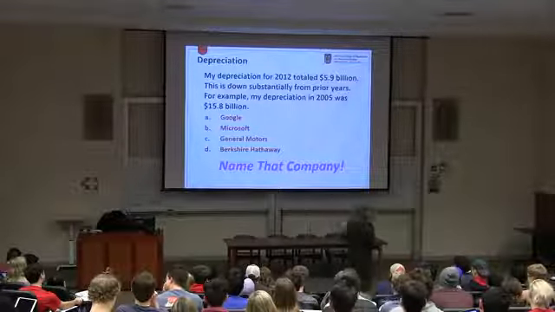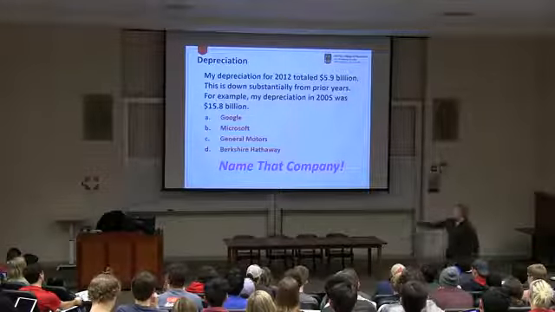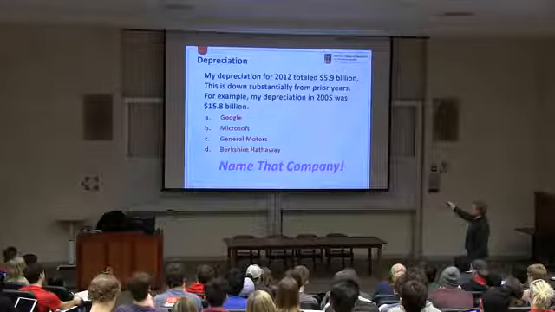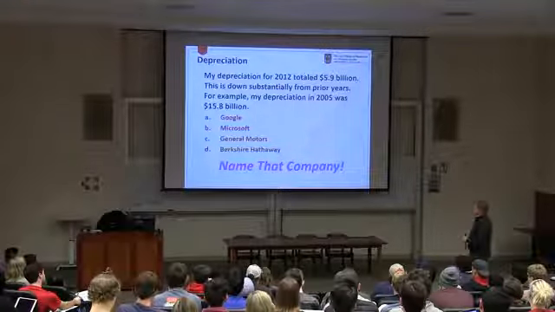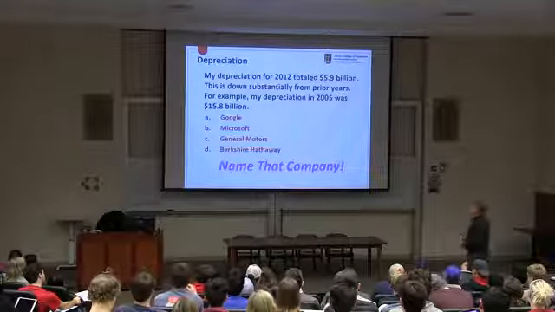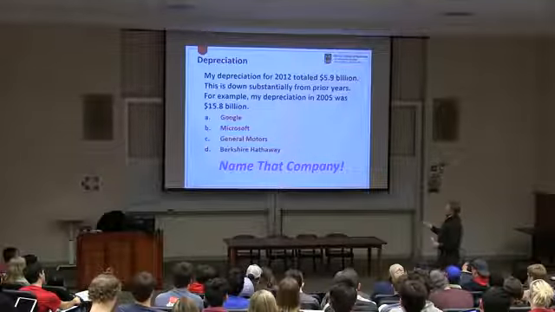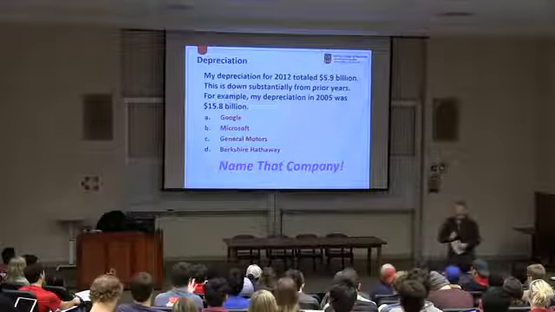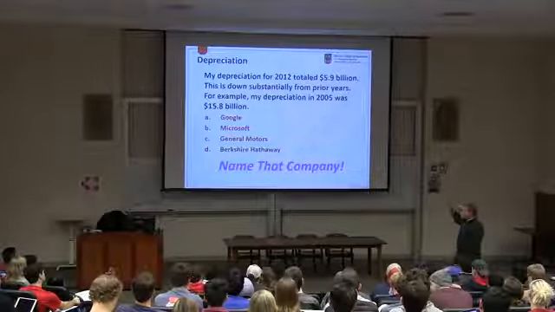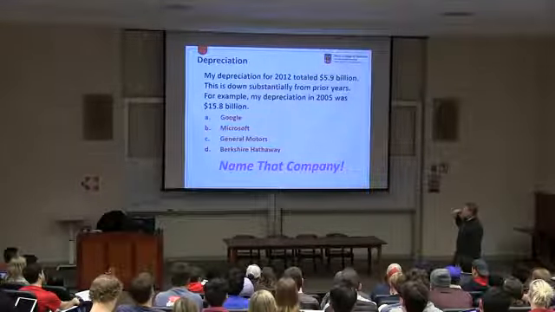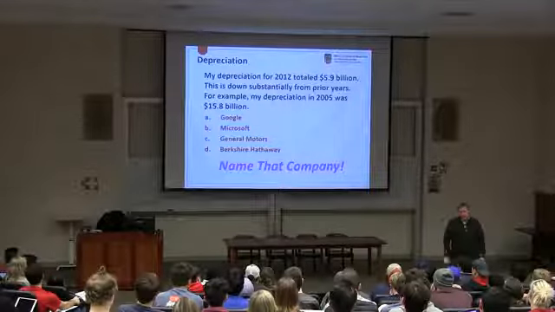All right, so going back to this scenario here, this company says my depreciation for 2012 totaled $5.9 billion. This is down substantially from prior years. For example, my depreciation in 2005 was $15.8 billion. Now, I'm expecting you to know a little bit about the company here, but am I Google, Microsoft, General Motors, or Berkshire Hathaway? Talk about it.